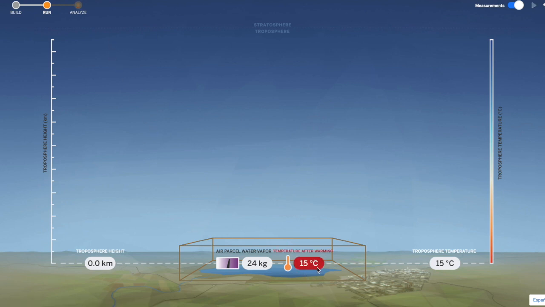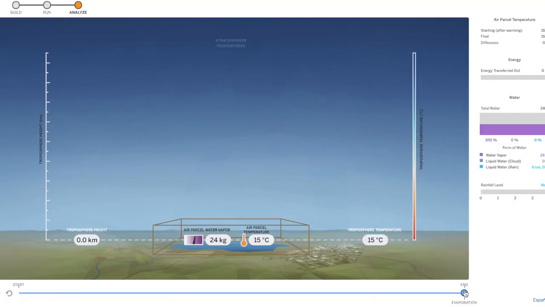We see here that the temperature after warming is 15 degrees Celsius, and it actually doesn't go up at all. So it stays in the troposphere at 0 kilometers, meaning that it didn't rise. And when I go to analyze, I get the same information. There wasn't much change.